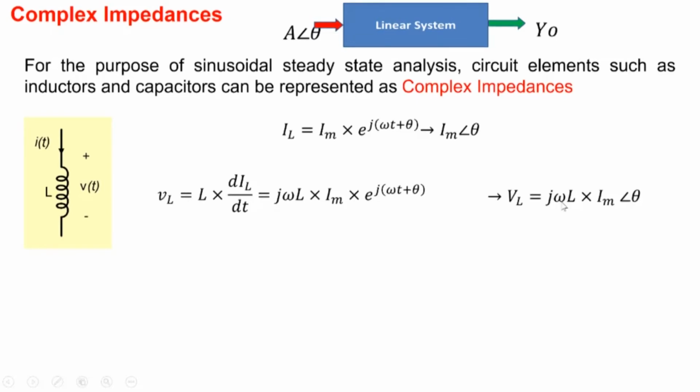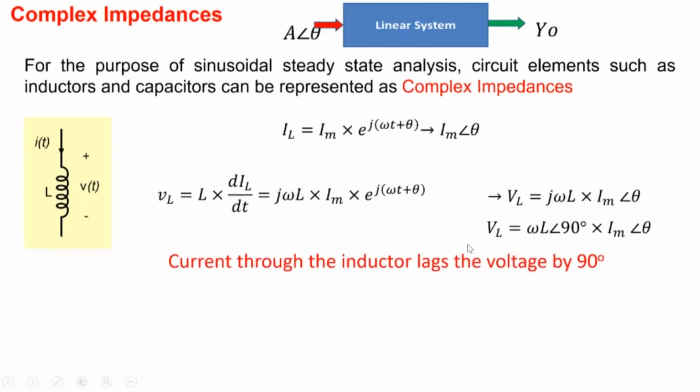So this j part here, we can combine it with this angle here. The j part can be written as angle 90, because we can write j as e to the power j theta, where theta is 90. When you take cos 90 plus j sine 90, you get j. So we can write j as angle 90. And then the two angles we can combine together, so it will be 90 plus theta.